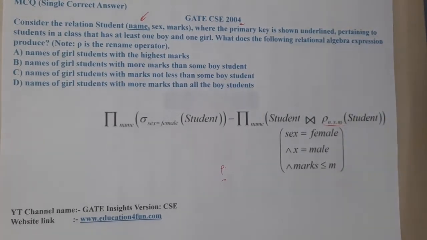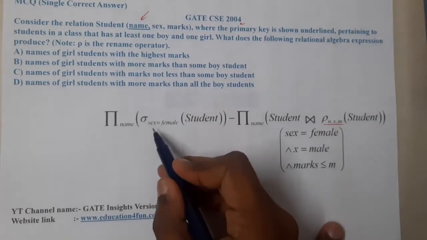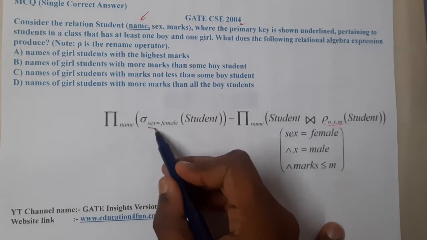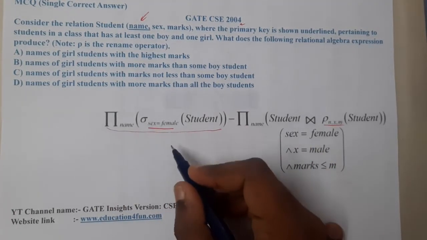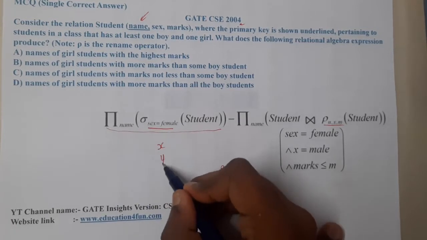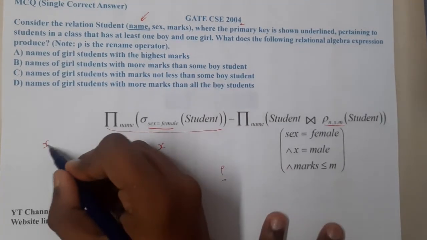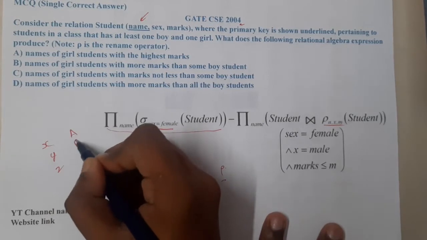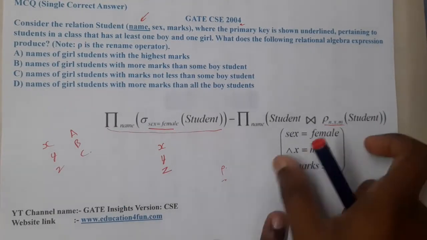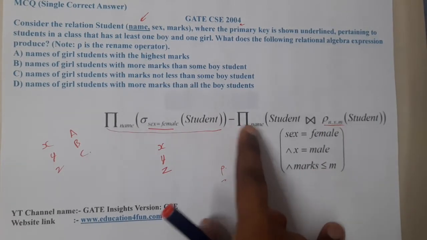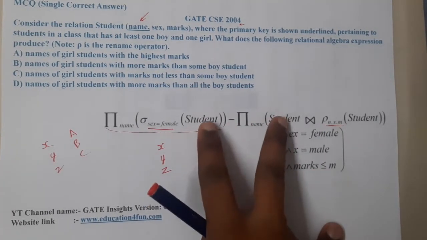First of all, what we are trying to do is select the female students and get their names. Let us assume the female names as X, Y, Z. Let us assume only 3 students of each: A, B, C are boys, X, Y, Z are girls. Now in the second part, pi name, we are applying set difference between these two.